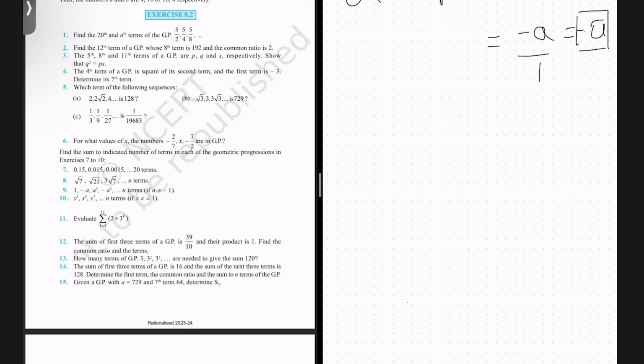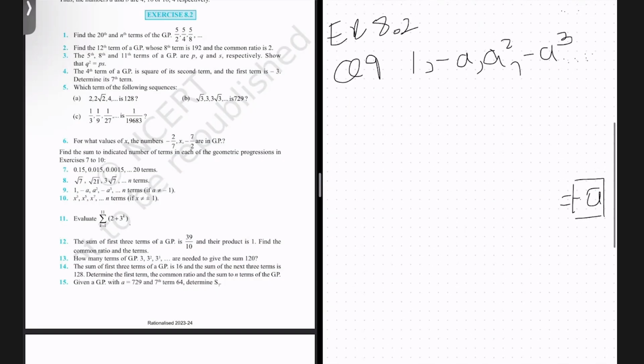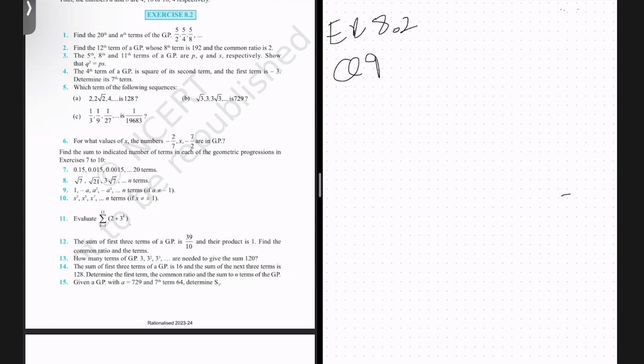Moving on to the 10th question of this exercise. For the 10th question, you have the sequence as x cube, x raised to the power 5, x raised to the power 7, up until, and you want to find out the sum of this particular GP up until n terms.